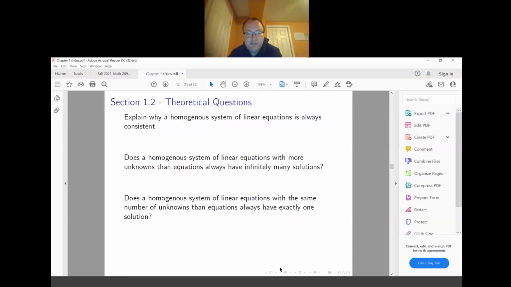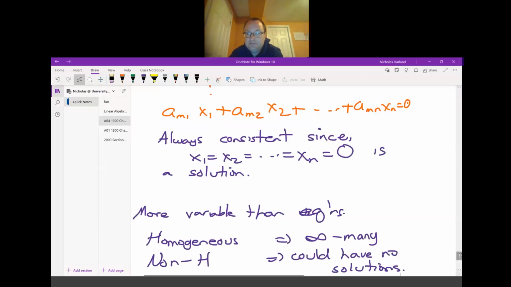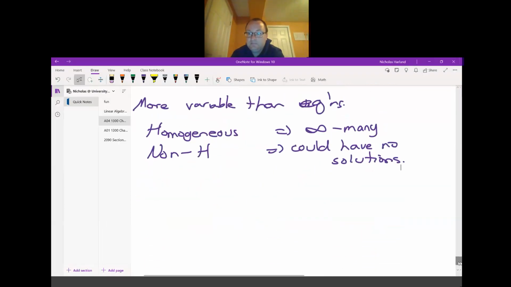Just the trivial solution if it's homogeneous? Oh, we can certainly guarantee at least one. If it's homogeneous, we can guarantee at least one. Can we guarantee it's exactly one? No? Why not? The same number of rows as columns. How could we possibly get a free variable if we have the same number of rows as columns?